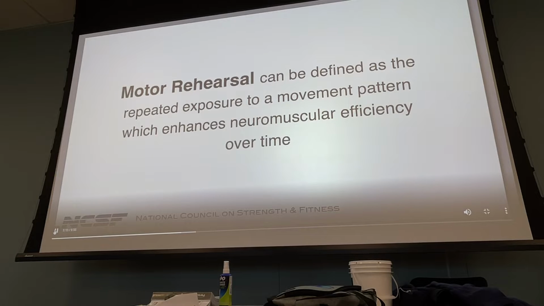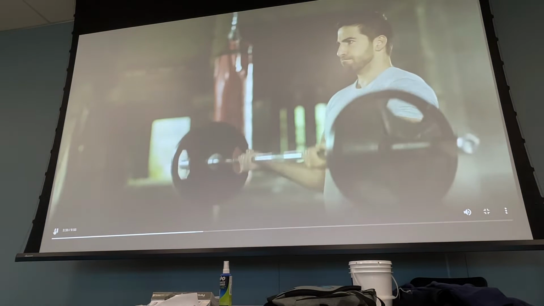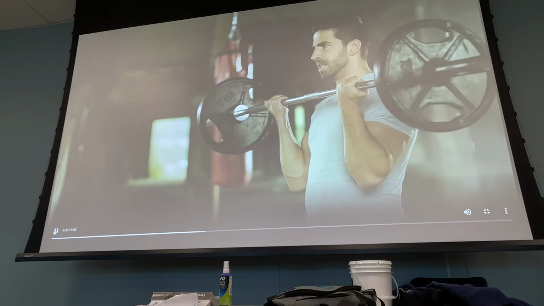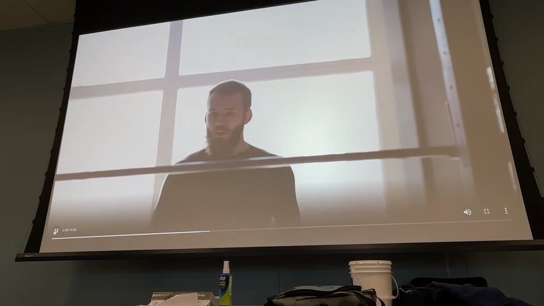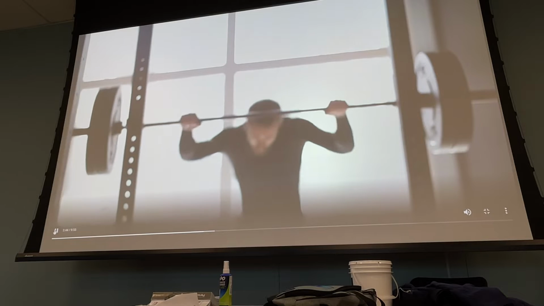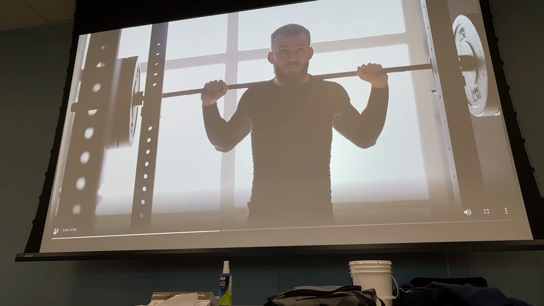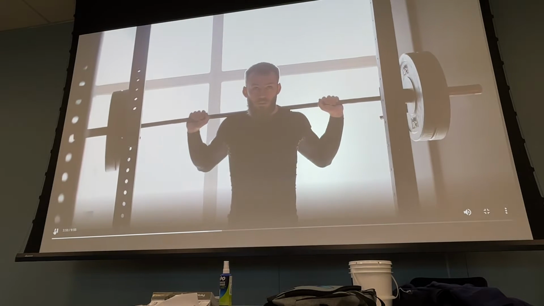Motor rehearsal can be defined as the repeated exposure to a movement pattern, which enhances neuromuscular efficiency over time. Essentially, practice makes perfect. With limited exposure to corrective movements, premature neural pathways will be developed that can be easily disrupted, and the client may regress back to improper form or compensatory actions. Adequate motor rehearsal is needed early on to re-educate the neuromuscular system of the client. The hardest clients to fix are those that performed exercises incorrectly for many years, because they will take a longer time to relearn proper form.